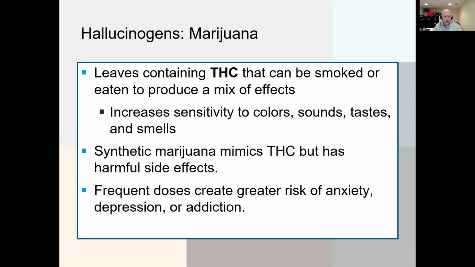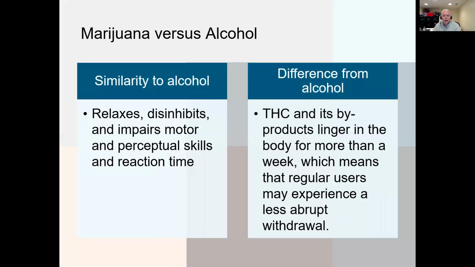So people sometimes say, well, why can't marijuana be legal? Because alcohol is, and look at all the problems alcohol can cause, and certainly I can appreciate that argument. But marijuana has its own set of problems it can cause. As you can see here, using it frequently can create greater risk of anxiety, depression, and even addiction to the drug itself. It can also cause problems with concentration and memory, among others.